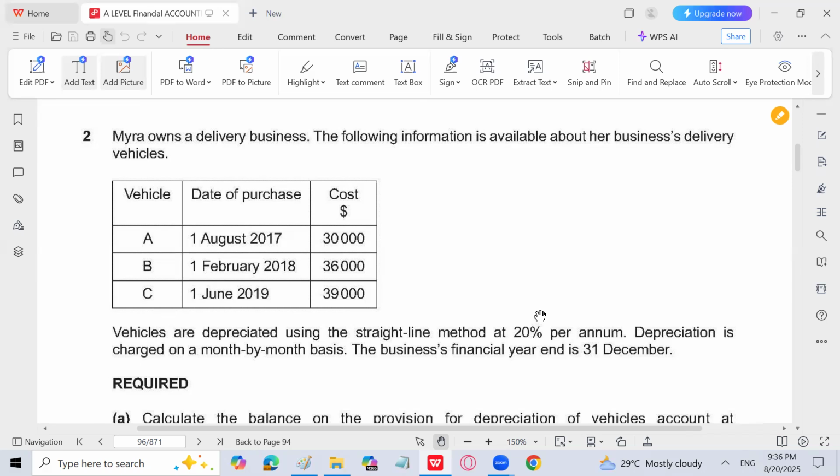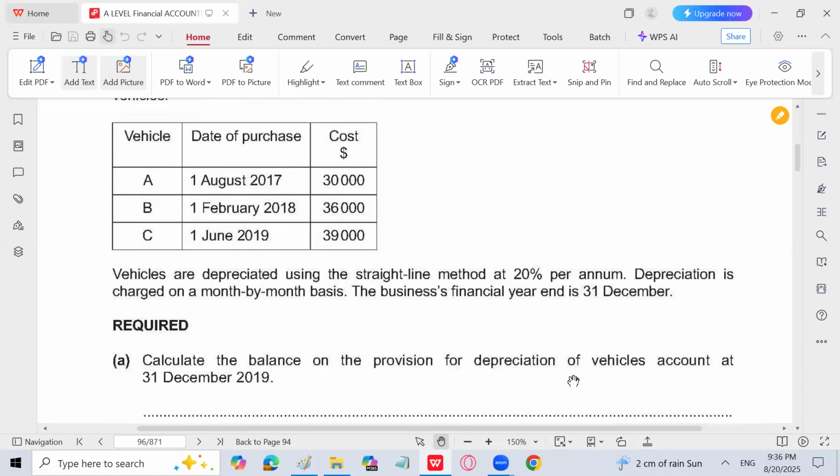So we can call it a normal financial year. Normal financial year means one which starts from 1st January and ends on 31st December. The method is still straight line, so it is easy. But depreciation is on a month-by-month basis, not annual, right? Calculate the balance on the provision for depreciation account at 31st December 2019. So we need to calculate depreciation for 2019. As it is the straight line method, we can do that easily, because the straight line method, also known as the original cost method, we charge depreciation on the cost of the asset.